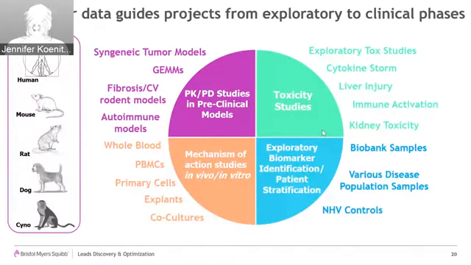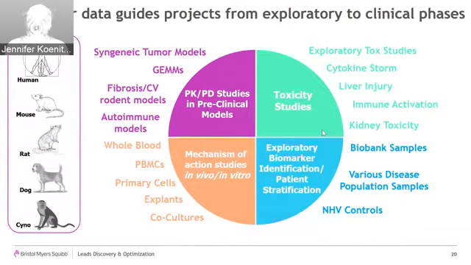A third and ever-increasing bucket of our work falls in the realm of toxicity studies, including exploratory tox studies for new investigational drug applications. Things we look for, often with the appropriate analyte panels, include cytokine storm and immune activation, as well as liver and kidney injury.